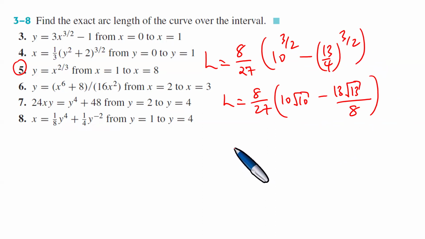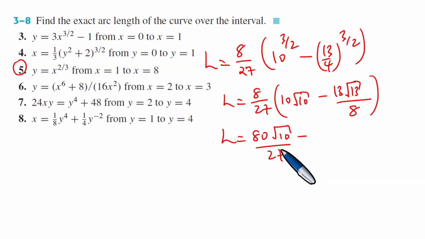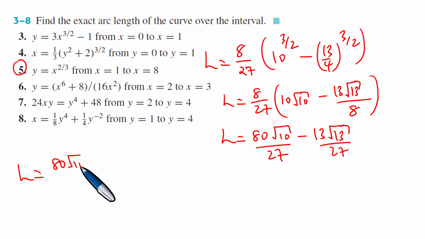Good. That is the answer, but you can write it in many other ways. For example, you can write it as 8 times 10 is 80, the square root of 10, minus 8 times 13 over 27. The 8 cancels, giving us 13 the square root of 13 out of 27. So the arc length is given by 80 the square root of 10 minus 13 the square root of 13, and everything is out of 27. So this is the exact arc length.